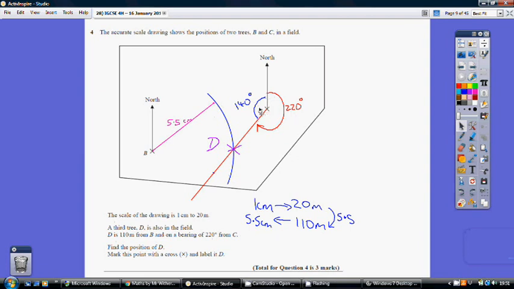And so we draw this line in here with the angle of 140 degrees, and we know that D lies somewhere on that line. So it lies both on the blue arc and on the red line, so therefore X marks the spot. That is where D must be.